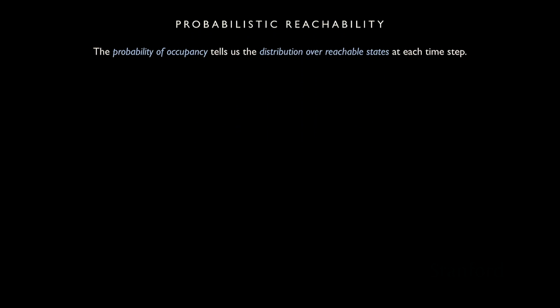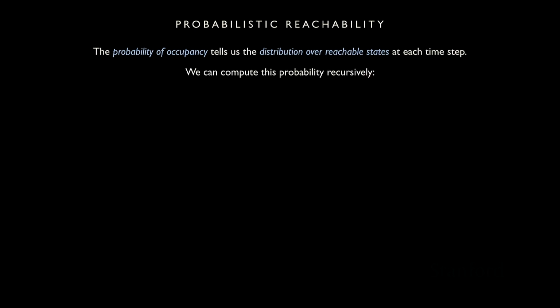Okay, so probabilistic reachability allows us to understand the likelihood of reaching a particular state or set of states. Specifically, the first thing we're going to talk about is probability of occupancy. That tells us the distribution over reachable states at each time step. So it's like, what is the probability that the system is in this state at this time step?